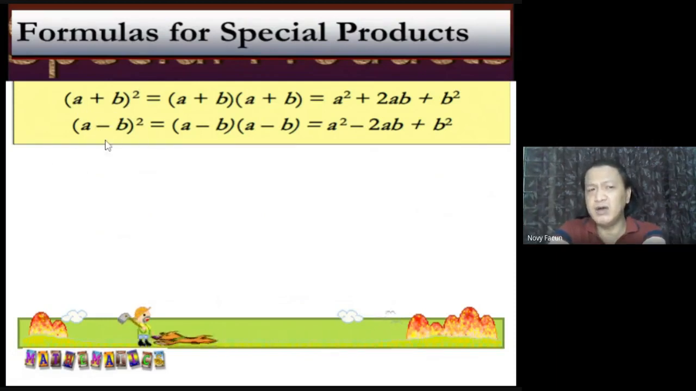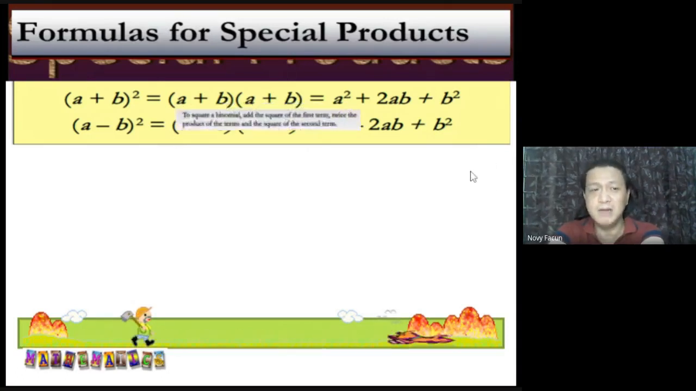So same lang din dito, nagkaiba lang yung minus kasi a minus b square, it can be written as a minus b times a minus b. Pag in-expand mo to, we have a square minus 2ab plus b square. So ang nagkaiba lang minus yung second term mo because the given here is minus. So ibig sabihin nito, square the first term, twice the product of the first and the second term, and add mo yung square ng last term. Yun ang ibig sabihin ng square of binomial.